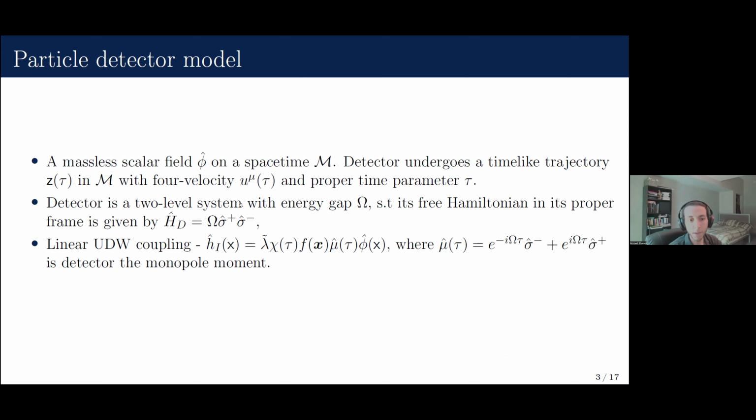It's a two-level system. And the only thing I wanted to highlight here is, since we are going to be working on an arbitrarily curved background, instead of prescribing an interaction Hamiltonian, we'll prescribe an interaction Hamiltonian density, where chi is the switching function that dictates the strength and duration of the interaction, f of x is the shape or the geometry of the detector itself, and mu hat is the detector monopole moment in the interaction picture.